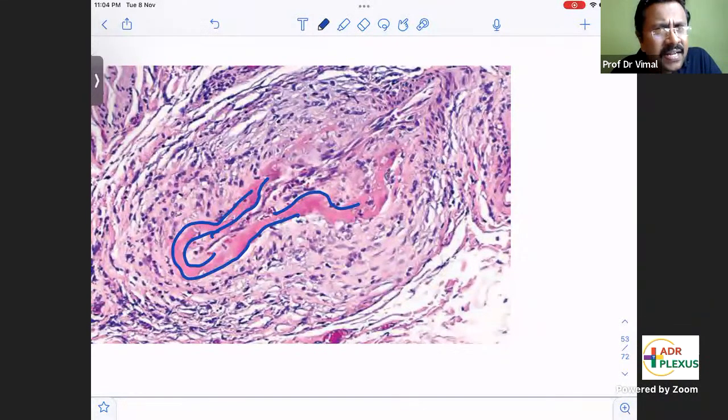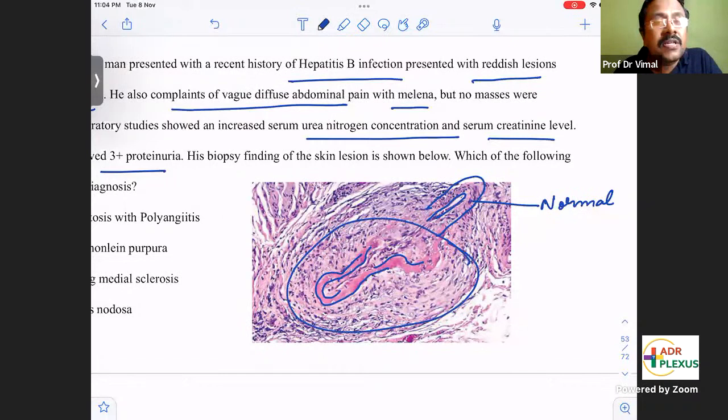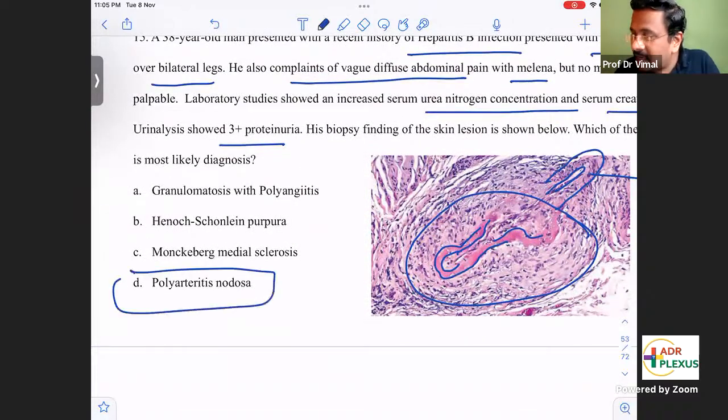But what is the characteristic finding here? It has to be noted that in this biopsy, one part of the vessel is uninvolved. Yes, very good, Arun. One part of the vessel is normal, but this part of the vessel shows disease. That is, all stages of the lesion are present in a single blood vessel. So, with hepatitis B infection, renal vessel involvement, and abdominal vessel involvement, this makes a diagnosis of polyarteritis nodosa.